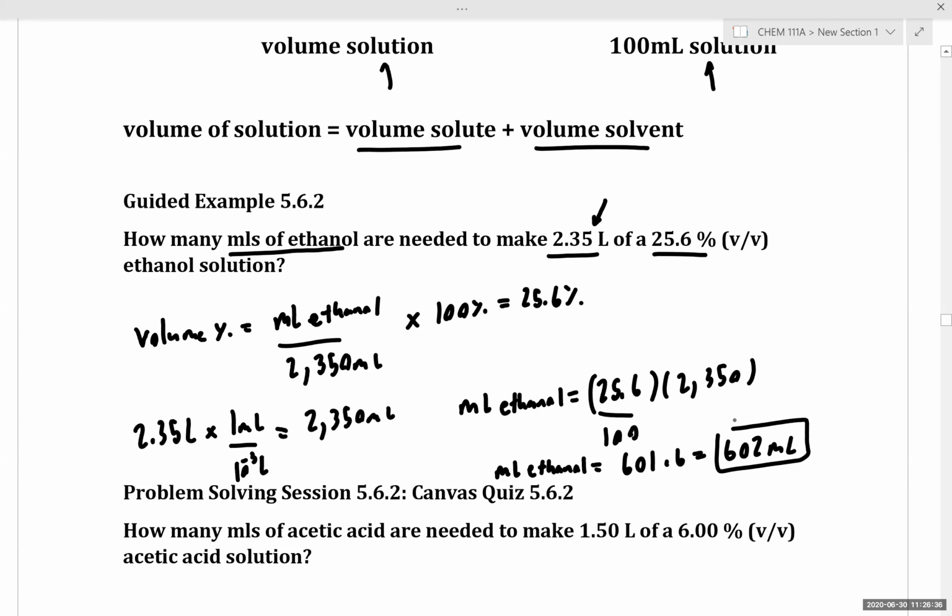So very similar to our mass percent problems that we've solved earlier. Does this make sense to everyone so far? Any questions so far?